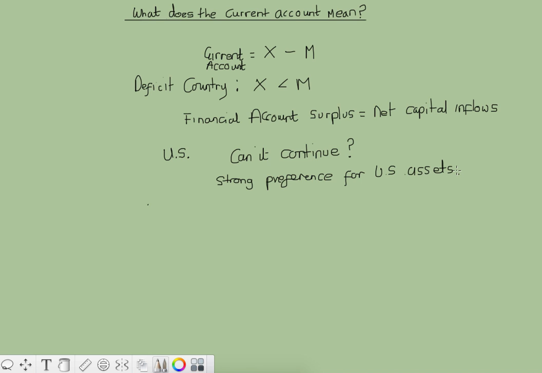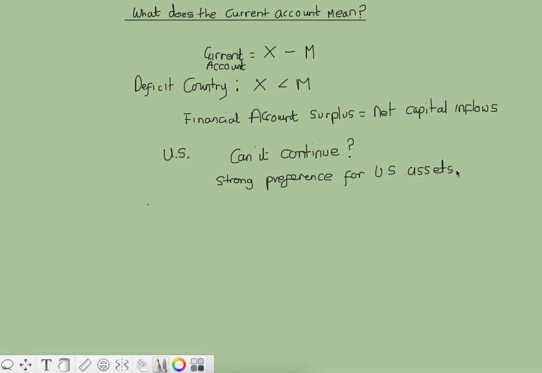So sometimes the financial account is actually the cause of the problem. For example, you could have a situation where everyone wants to buy American real estate or invest in the US stock market, or times are tough, people are afraid, and the US government debt is seen as the safest asset in the world.